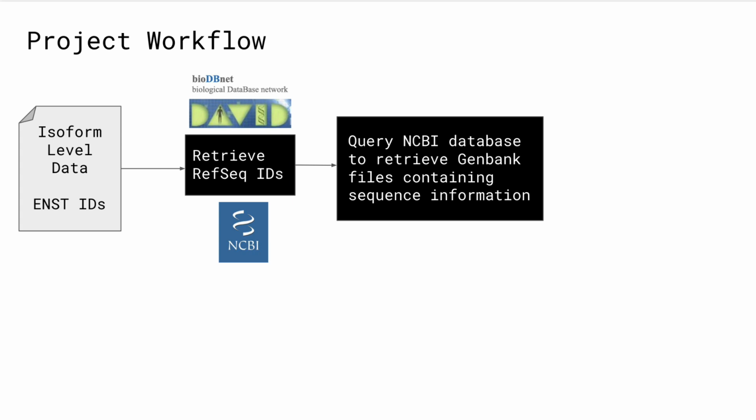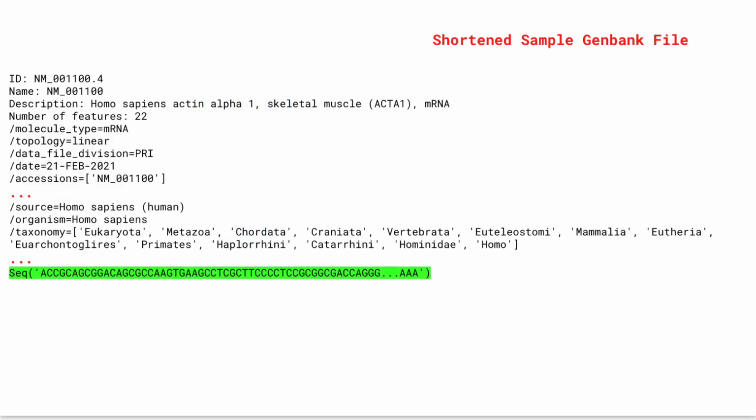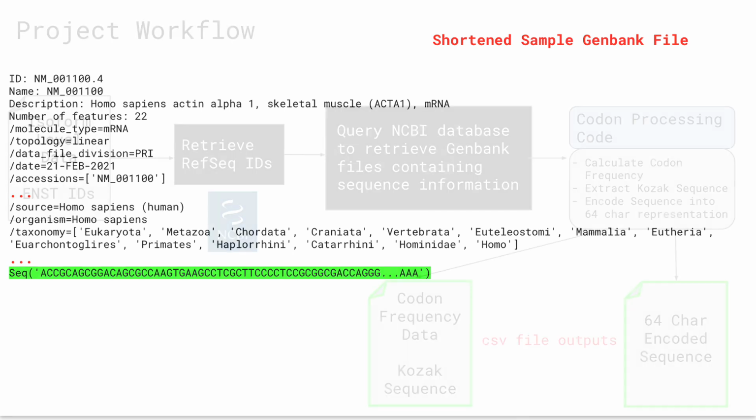Using these IDs, we use the NCBI database or biodb.net, which are tools which can be used in order to retrieve the RefSeq IDs. These RefSeq IDs could then be used to query the NCBI database and retrieve GenBank files containing sequence information. This is a sample shortened GenBank file for the gene with the RefSeq ID NM_001100.4. Over here, you can see basic features, information about the genome sequence.